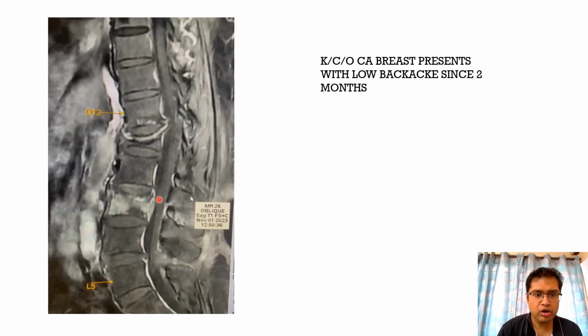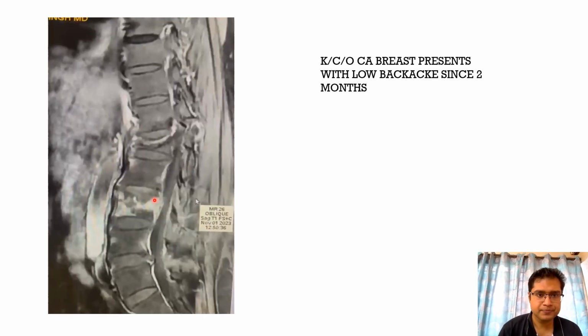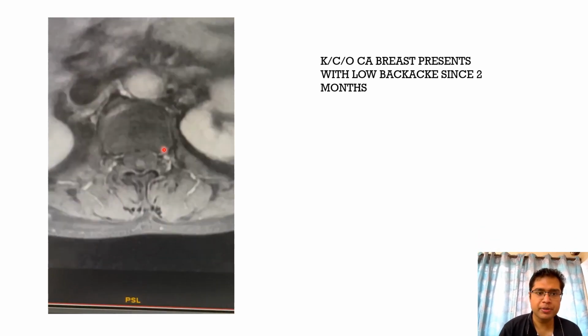These are the T1 post contrast images. There is some cortical buckling that can be seen. Also, the posterior elements are involved and multiple such vertebrae are involved with patchy heterogeneous enhancement. There is collapse of L1 vertebra.